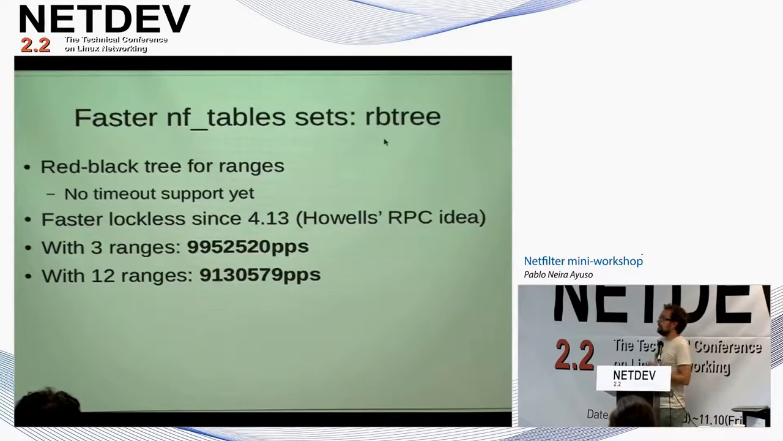The red black tree is an implementation that allows us to store ranges. Ranges are quite a useful feature. There are many people maintaining blacklists or whitelists on the internet these days, right? So basically, it's logarithmic complexity. So the more ranges we have in the tree, it's going to slightly go down in performance.